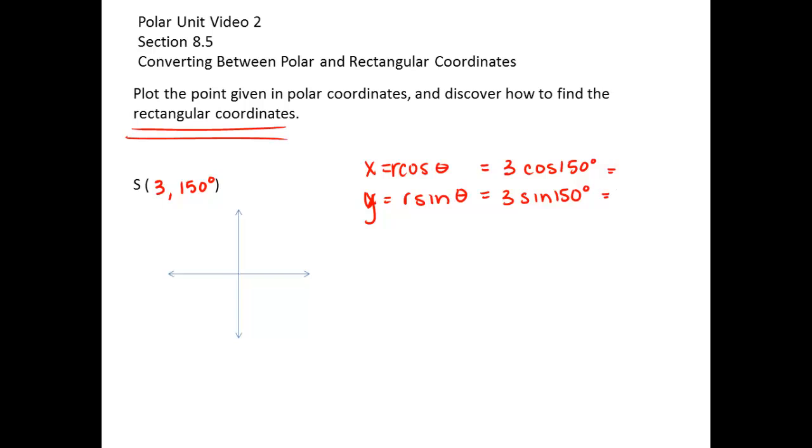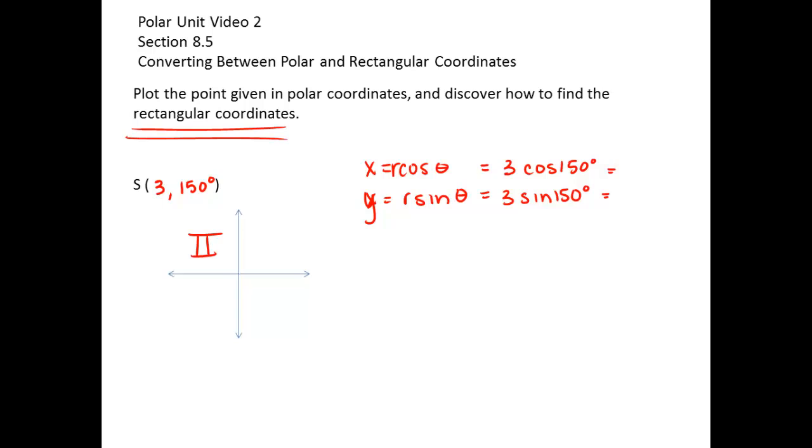Since this is 150 degrees, I know it's going to fall in quadrant 2. So when I find my angle measure, I want to make sure that the ordered pairs look like they fall in quadrant 2. In other words, I want to have a negative x value and a positive y value. Okay, so what is the cosine of 150 degrees?